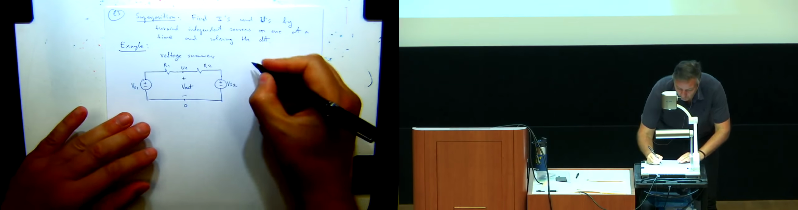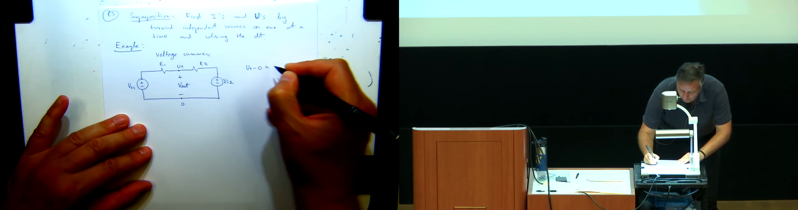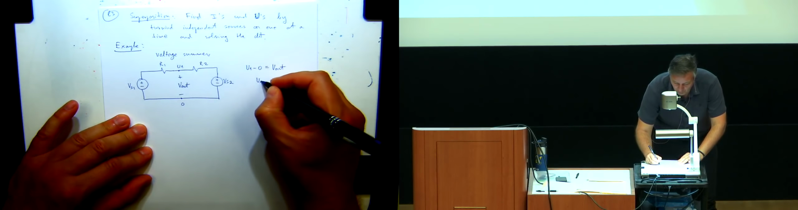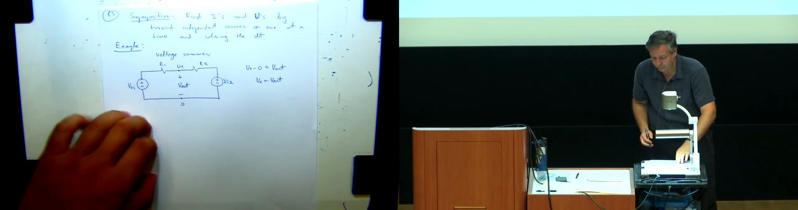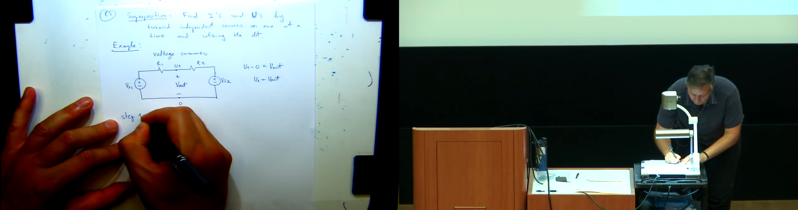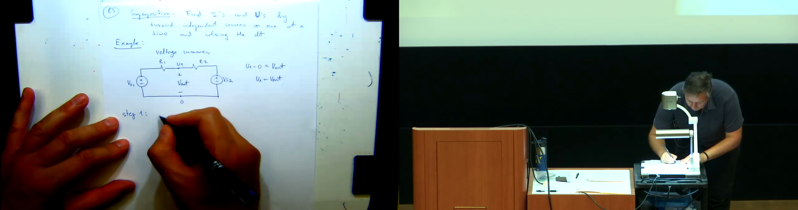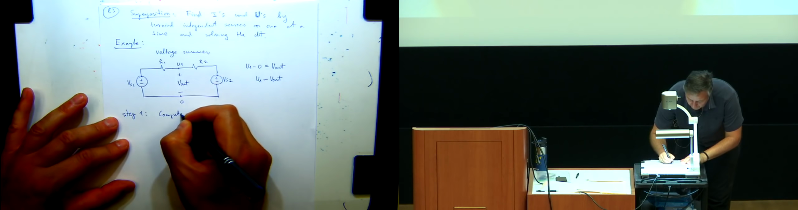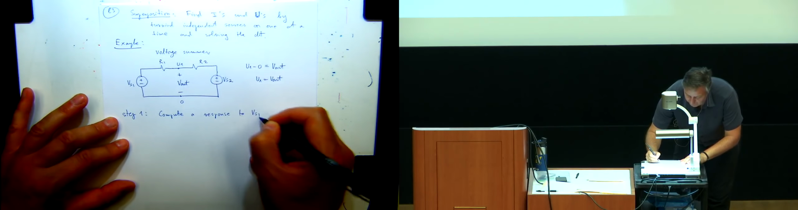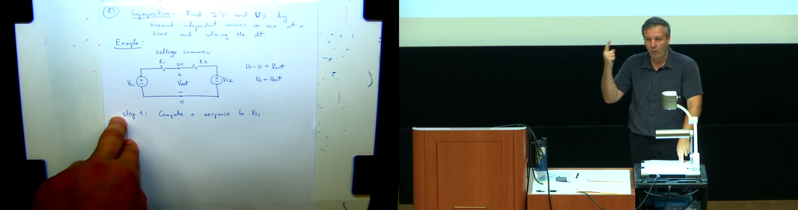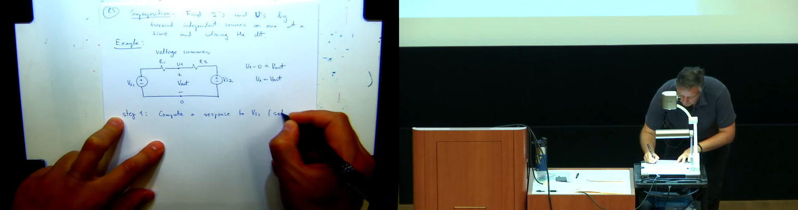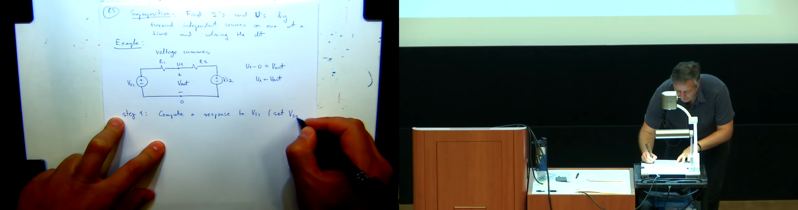Something we can write really quickly that you already know: U1 minus 0 is V out. That's just the voltage definition, so U1 is really V out in this case. Let's do our superposition. Step 1, compute our response to VS1. Remember, in each step we compute a response to one source that is on, and everything else is off. In this circuit, because there are only two sources, we need to set VS2 to 0.